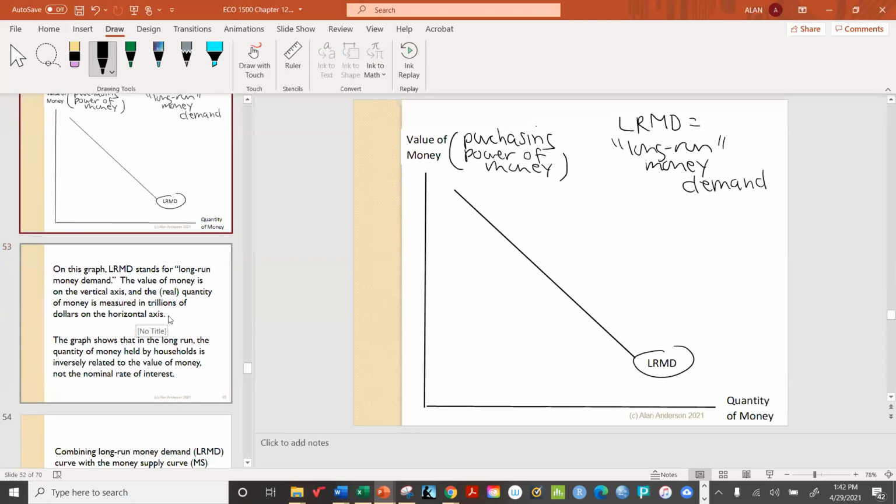So keep in mind, in the long run, we're assuming that prices are flexible. Otherwise this would make no sense in the short run when prices are fixed. So in the short run, we'll base our decisions about how much money to hold on the nominal rate of interest, but in the long run, it'll depend ultimately on purchasing power.